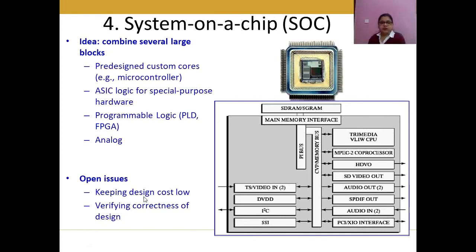But what are the issues for this? Keeping design cost low. This is a big issue, that integrating so many modules onto one single chip increases the complexity, but still the designer should keep the design cost low. This should be taken care of. A big concern is that it should not happen that we are integrating all the parts or modules on one chip, but when this chip is ready for the market, its cost is much higher than the individual cost of these parts, these modules. Then it will be of no use.